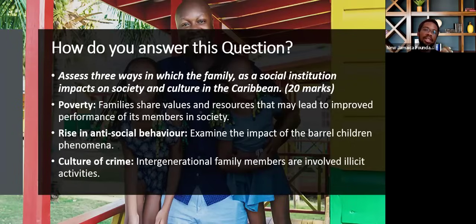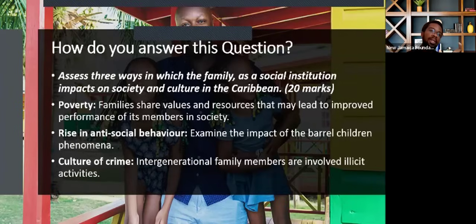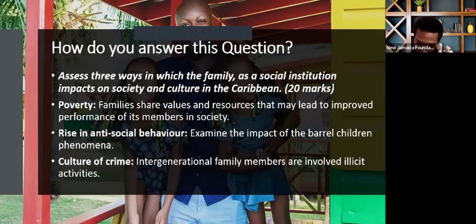So basically this question asks you to think about or to see how the family as a mechanism might shape the current Caribbean society. So for instance, for countries like Jamaica, there's a high prevalence of the single parent family structure. You can look at the consequences of that and how that might impact society and culture.